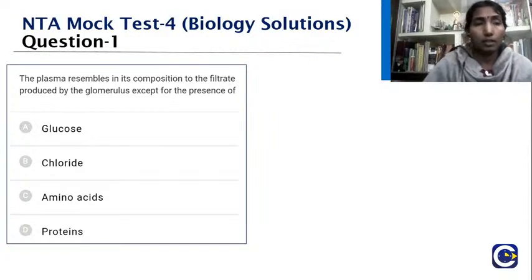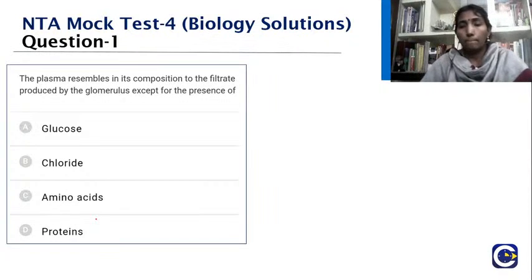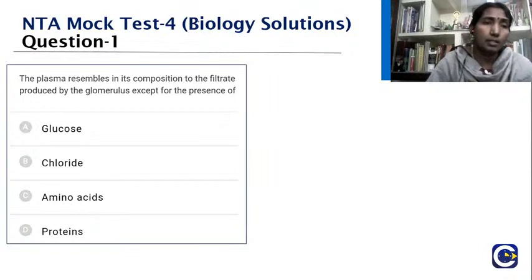So the question 1 here is, the plasma resembles in its composition to the filtrate produced by the glomerulus except for the presence of glucose, chloride, amino acids, proteins. So here which would be the option? The question asked here is the plasma.